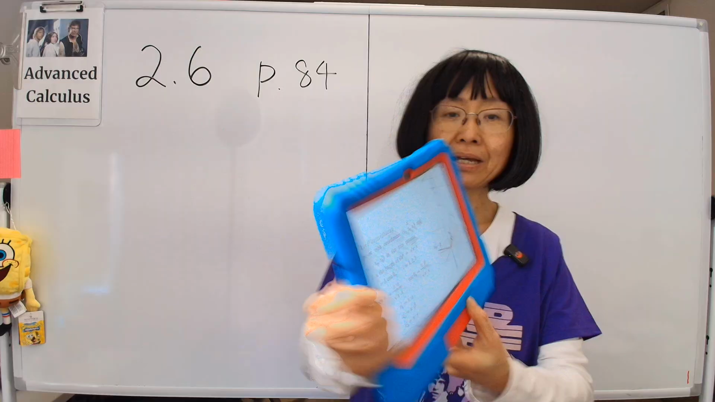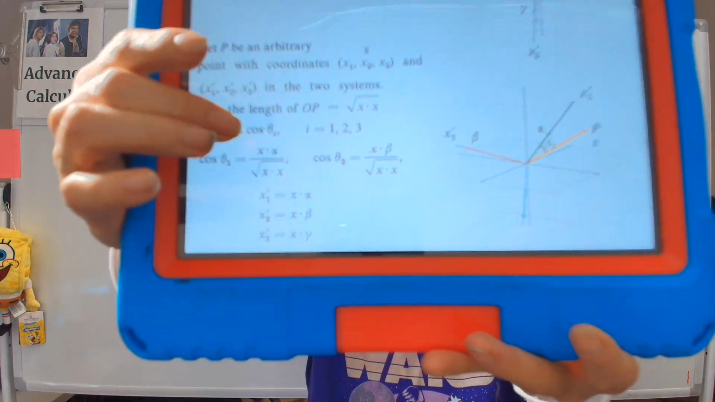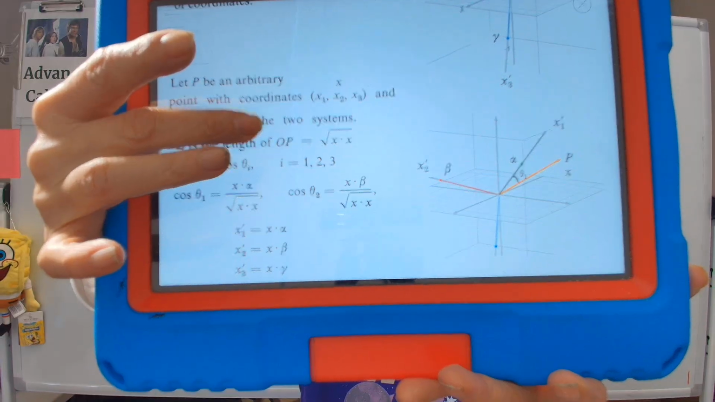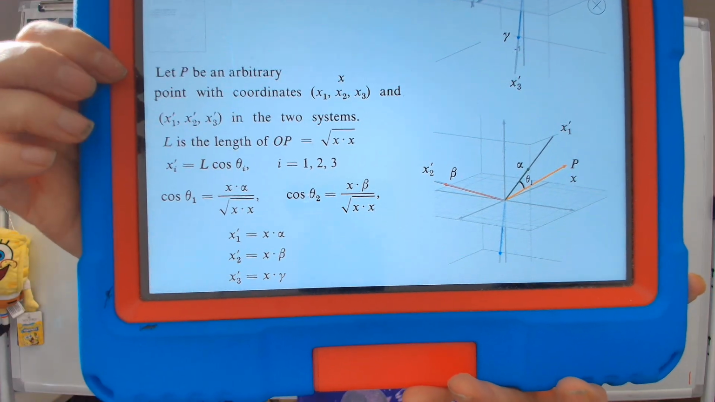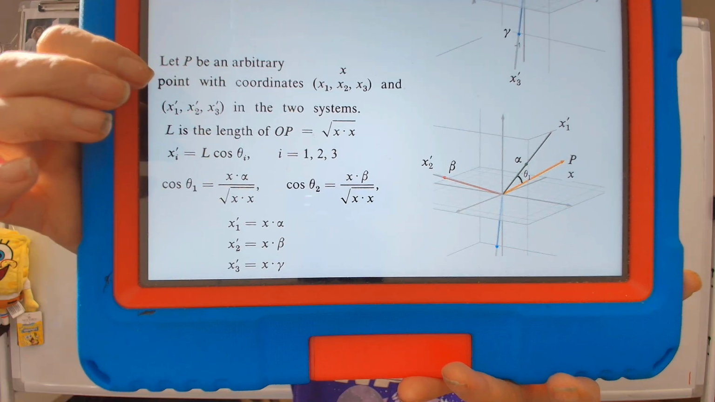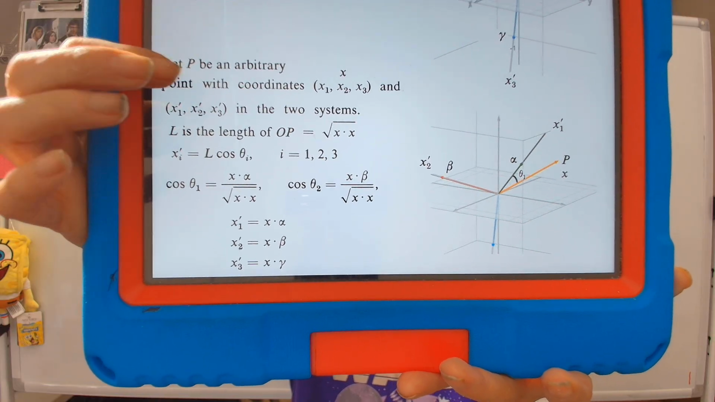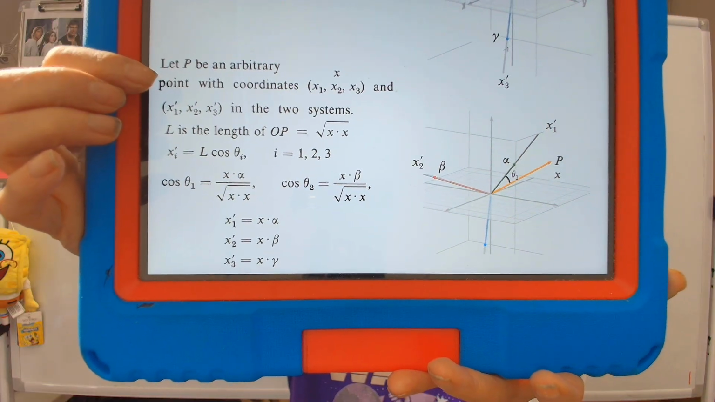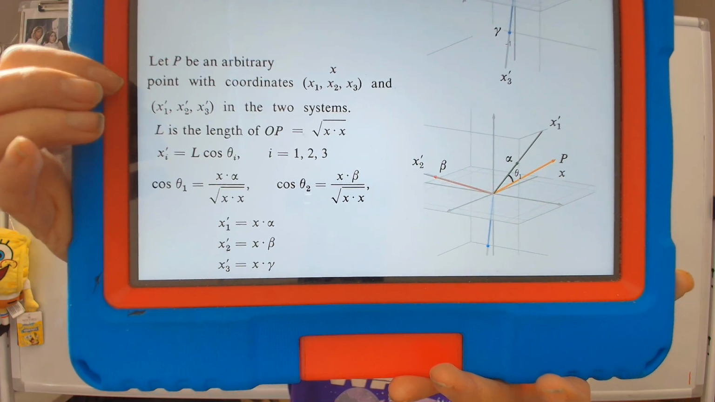Now my picture is still the same. This is exactly the same picture as we saw earlier, except I drew one more thing on there, and that is the point P. P is some point with coordinates x1, x2, x3. In other words, P is x, for our discussion here. We call it P so that we can understand it better.